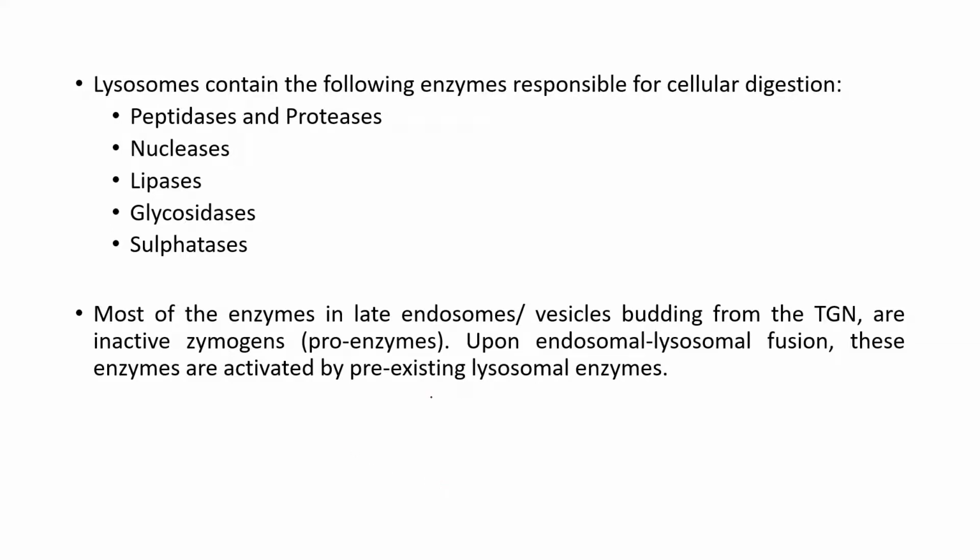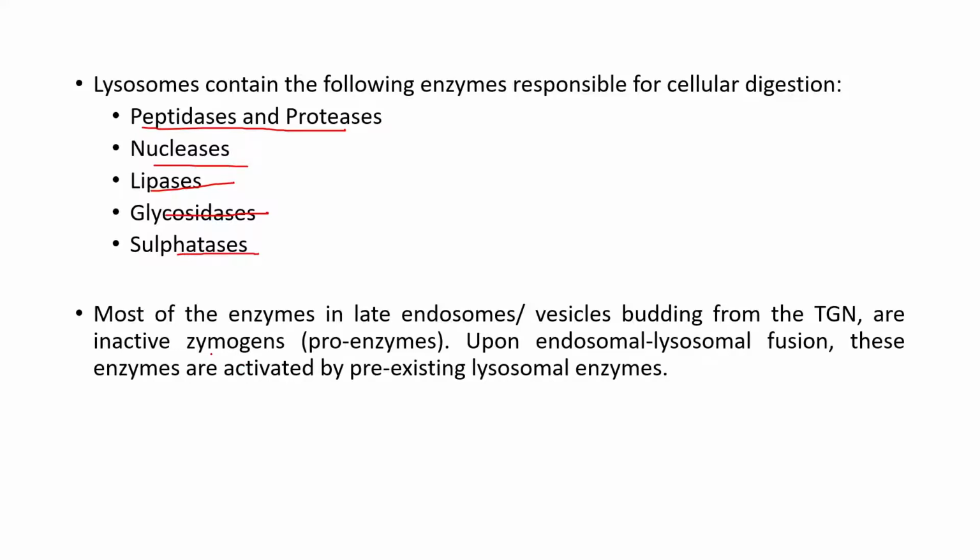Now, the lysosomes contain a lot of enzymes, a lot of acid hydrolases, and these enzymes can be peptidases and proteases, nucleases, lipases, glycosidases, sulfatases, etc. Basically, all these are cleaving enzymes which function in the presence of an acidic pH. So most of the enzymes in late endosomes or vesicles budding from the trans-Golgi network are inactive zymogens.